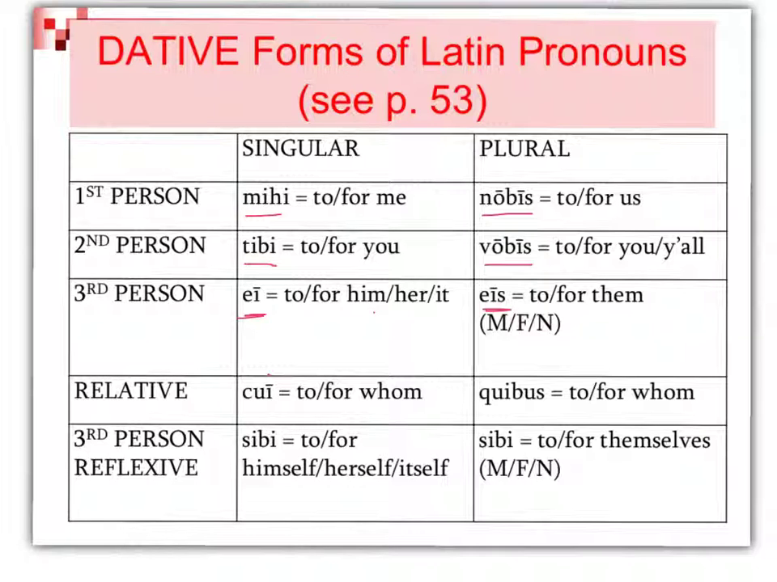Cui, actually this is probably short i, means to or for whom. And quibus is plural, to or for whom. And third person reflexive, we will see this soon: sibi, to or for himself, herself, itself. Reflexive means referring back to the subject. And the plural is actually the same form in Latin, but your subject will be plural. So it'll be to or for themselves, whatever gender is your subject.